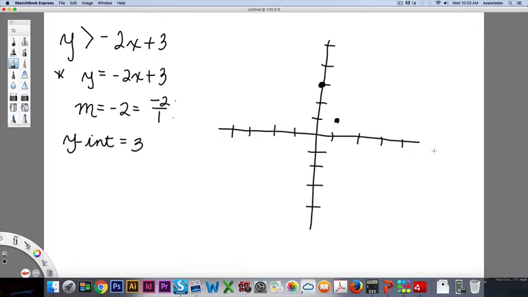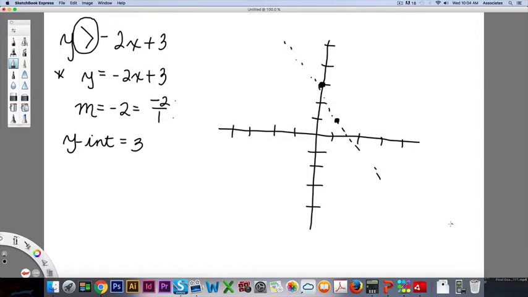Now I need to decide whether the line is solid or dotted. So I look over here at the inequality. The inequality is strictly greater than. It doesn't have an equal sign. So it means that my line is going to be a dotted line.